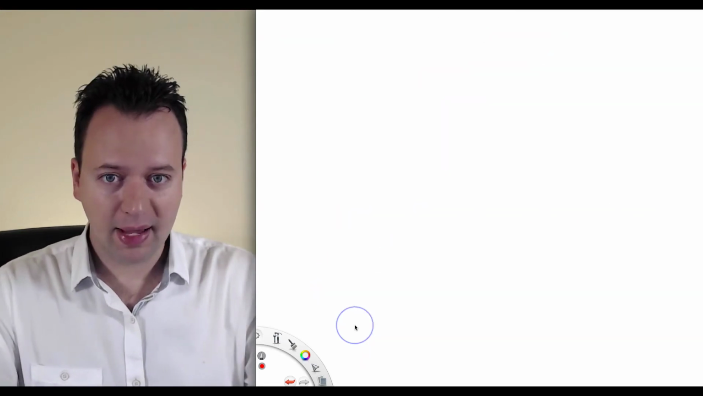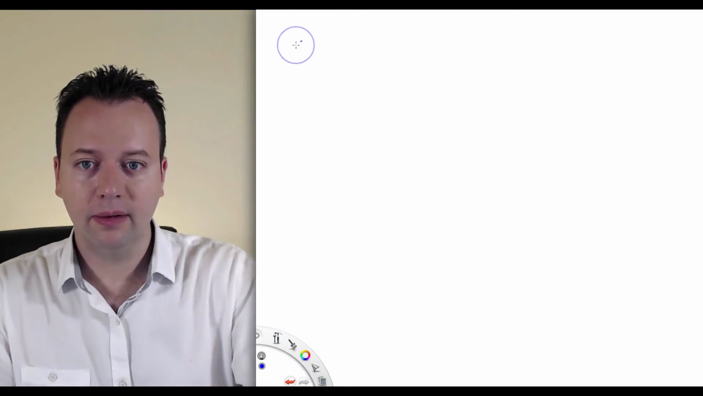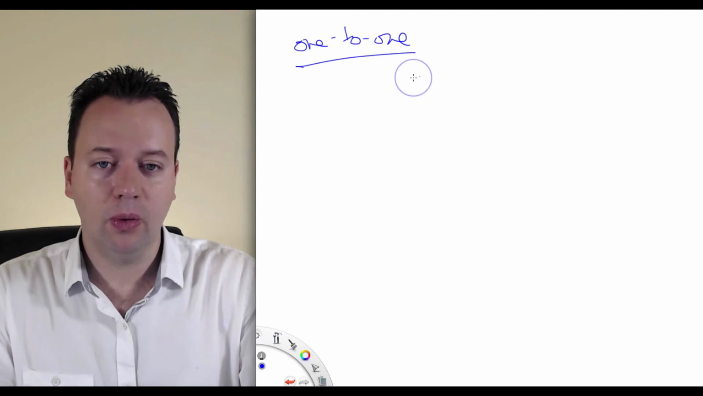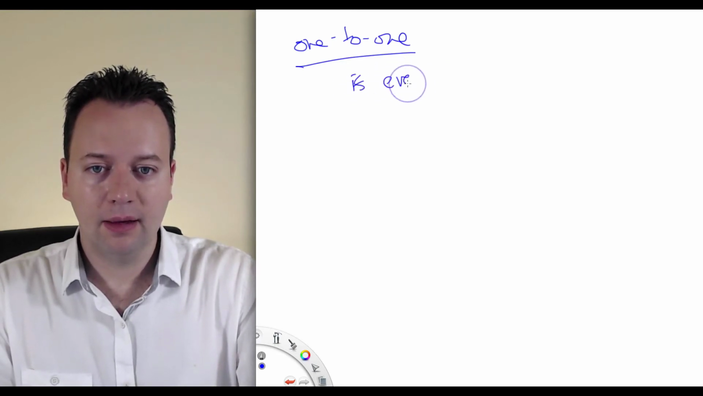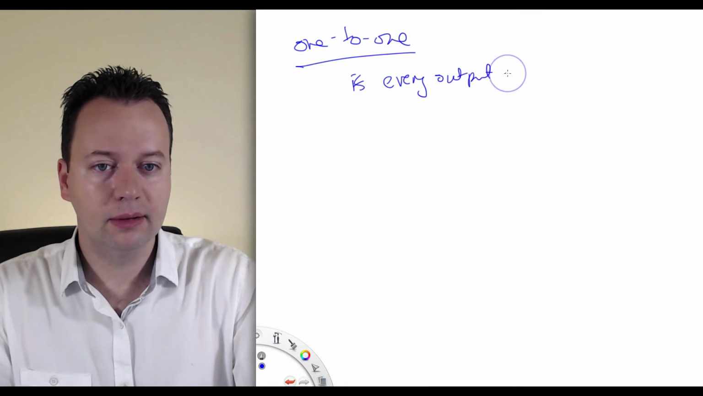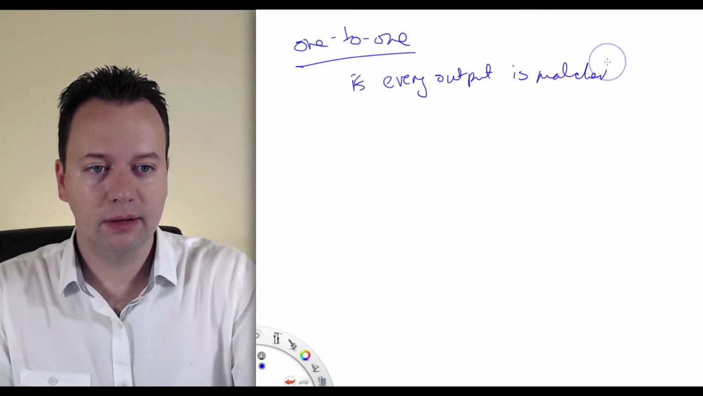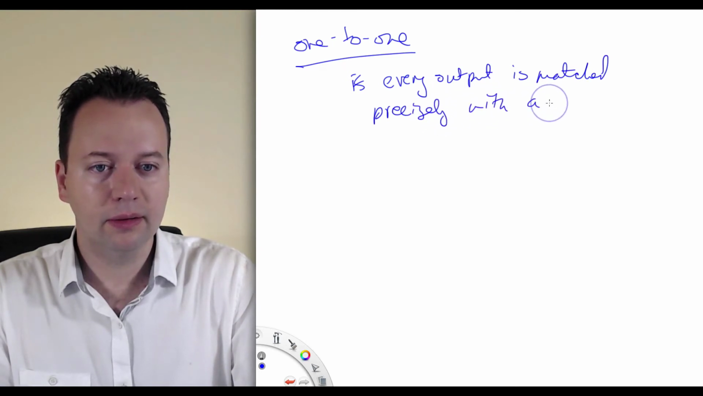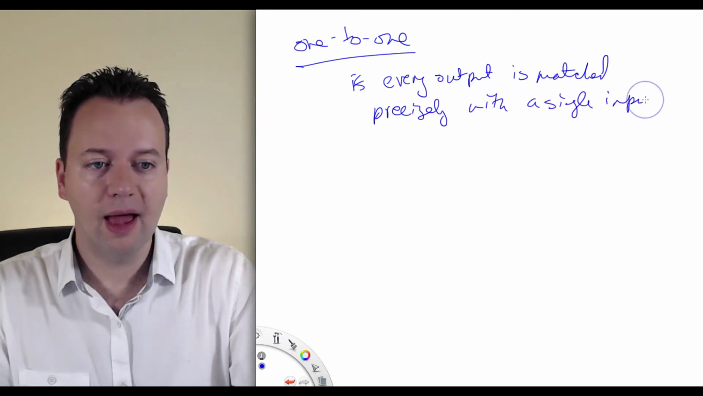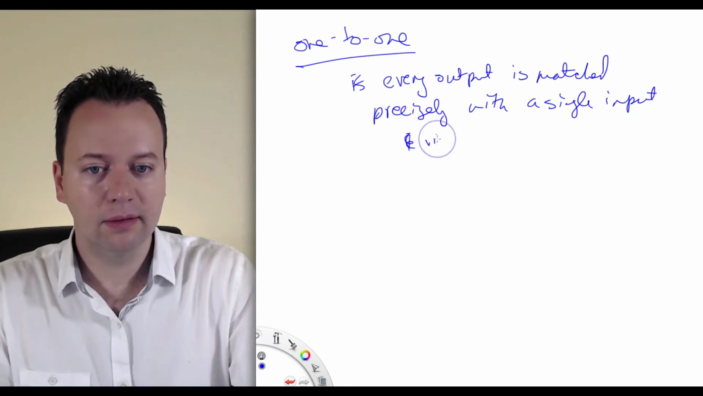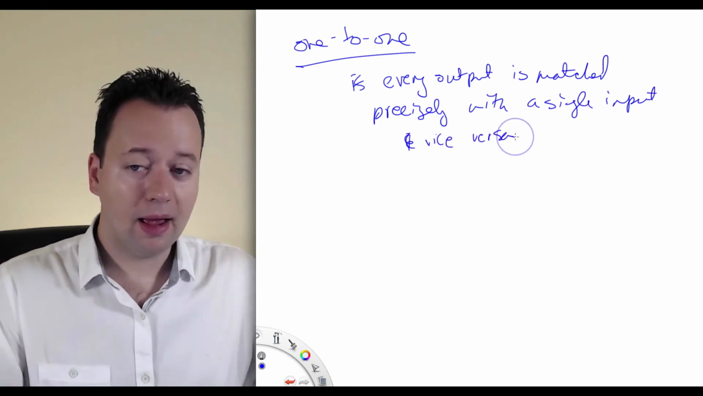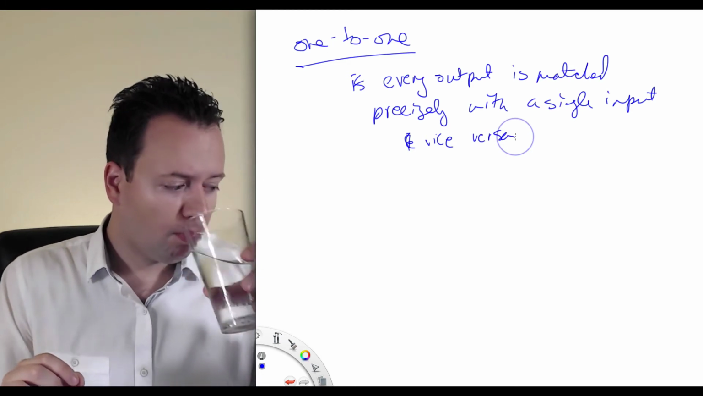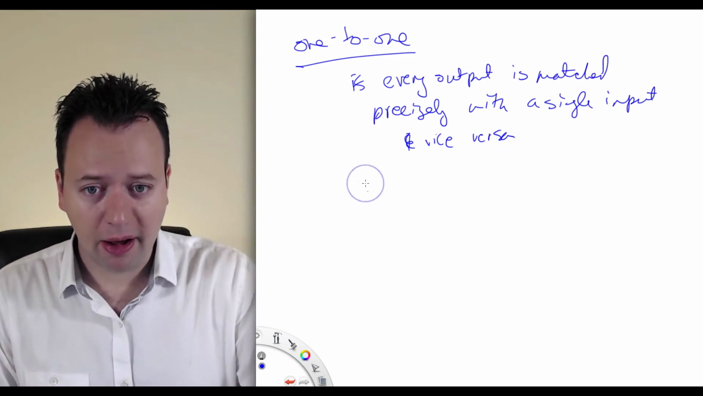And that has a special name. It's called one-to-one. A function is one-to-one if every output is matched with precisely a single input, and vice versa. Basically, every input has a unique output, and every output has a unique input. Let's see what this looks like on a graph.